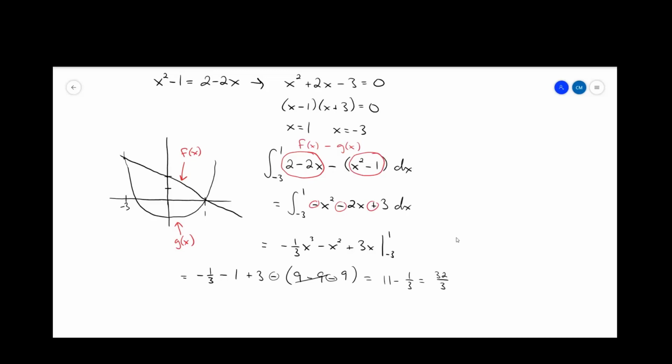Yes, thank you so much. Sure. Everybody understand what I mean when I say the bigger function? I just mean the one that has larger y values on the interval. Okay, any other questions before we move on?